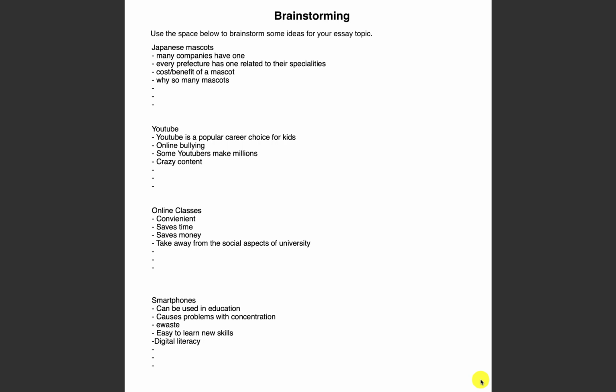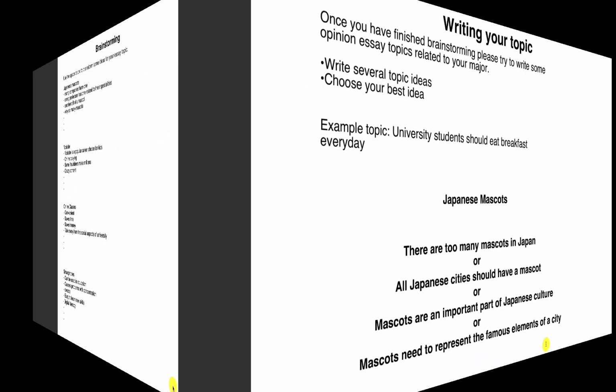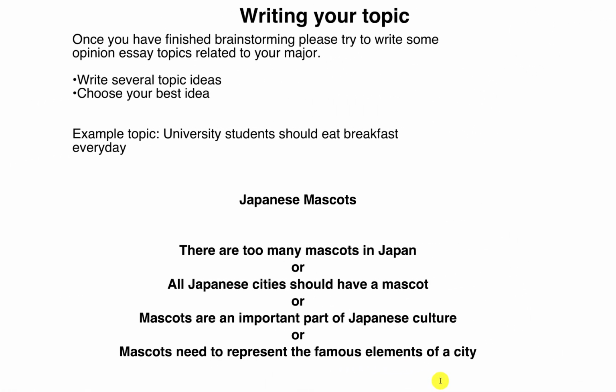Don't just come up with one idea, because what happens sometimes is you start with this idea and then you don't like it. So think of a few different ideas and write them down. There's no real set way to do this. Do whichever way you want to do. So after I've brainstormed a few different topic ideas, I pick the main topic that I'm interested in. And in my case, I'm going to look at Japanese mascots. Give an opinion about Japanese mascots.